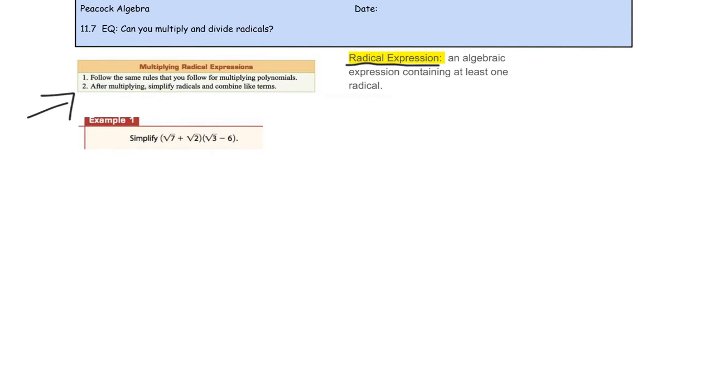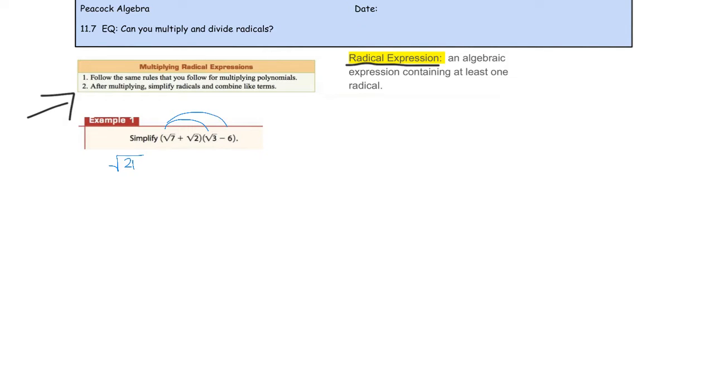Here's example number 1. We need to simplify this radical expression. Now this looks like one of those crazy problems, but we've got a FOIL. Hopefully you're recognizing FOIL: first, outer, inner, last. So let's look at first. Square root of 7 times the square root of 3. Well, that's the square root of 21.